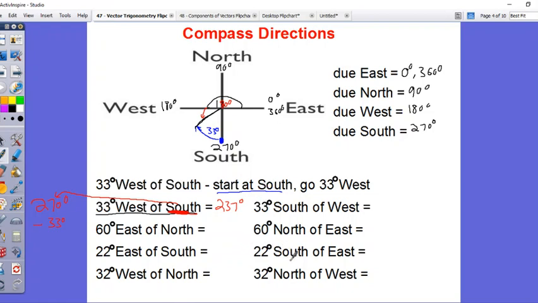Next, 60 degrees east of north. So we start north. In this situation, we start north, so we're going to start at 90 degrees. And we're moving 60 degrees east. Remember, this is the east direction, so we're moving 60 degrees east. This is going to be 90 minus 60. So 90 minus 60, that's going to be 30 degrees.